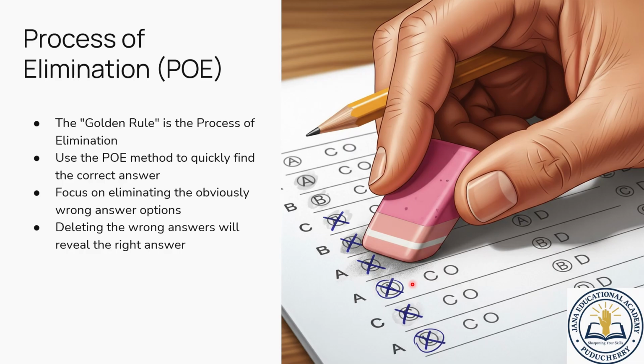Okay. First, when you come to non-verbal reasoning, the first method is the process of elimination. The golden rule is the process of elimination. In order to quickly find the correct answer, we need to eliminate the wrong answer options. We have 4 options, A, B, C, D. You need to conclude which one is wrong and which one is right. Deleting the wrong answers will reveal the right answer. This is one of the best methods in competitive examinations. That is the process of elimination.